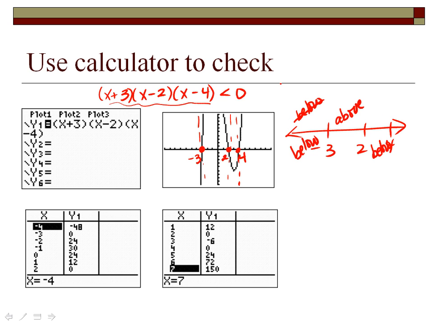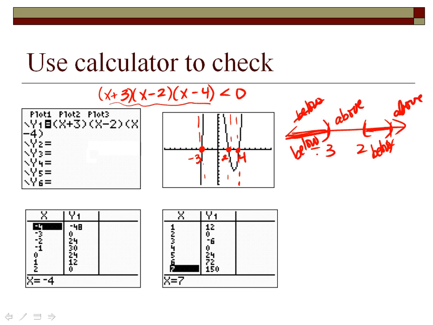And to the right of 4, it is above. So since I'm trying to find where it's less than 0, that means where it's below the axis. That happens between the numbers that we just found when we plugged in by hand. And we know we can't include the endpoints. You can also look here with testing.